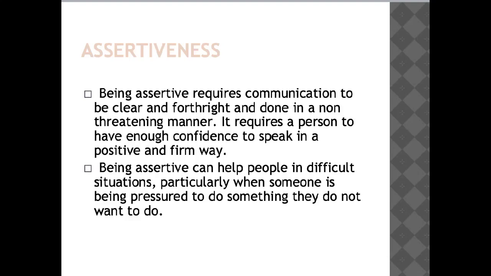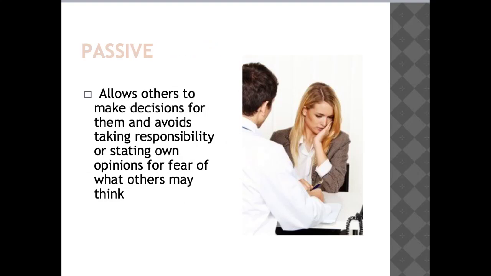So assertiveness appears on a continuum from passive to assertive to aggressive. Passive allows others to make decisions for them and avoids them taking responsibility or stating their own opinions for fear of what others may think.